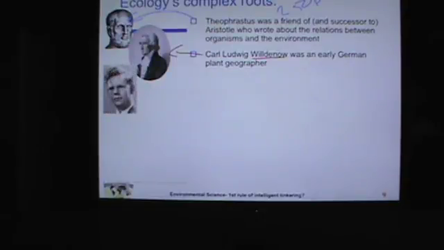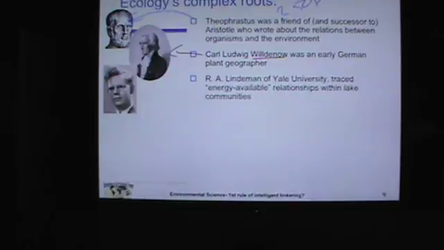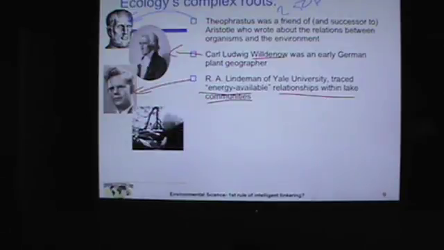Looking at this fellow here, he actually looks more learned because he's studying lakes. Lindemann is his name, R. A. Lindemann of Yale, traced energy availability relationships within lake communities. This learned gentleman here also studied lakes.